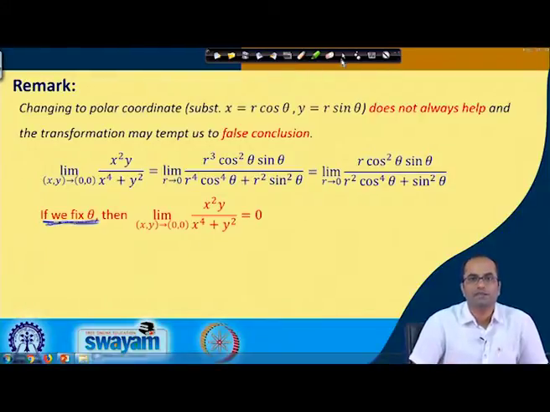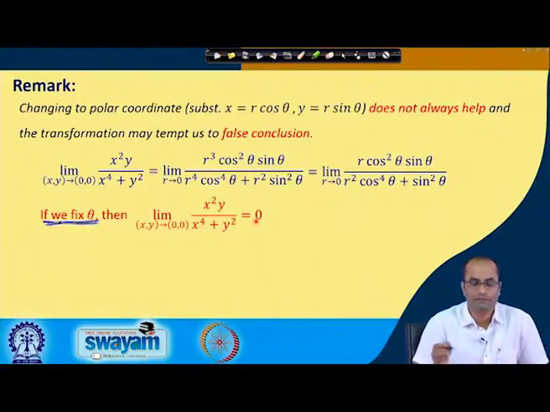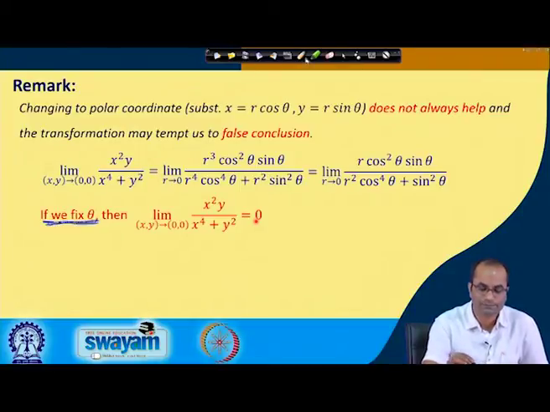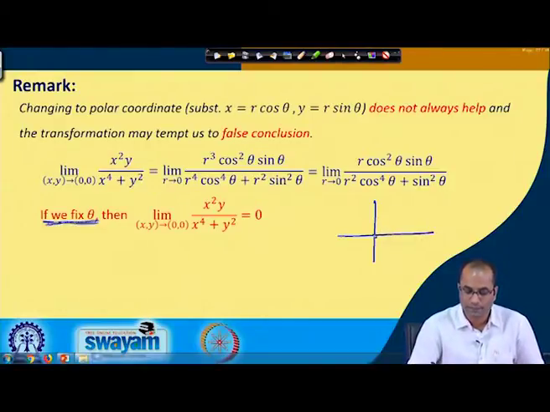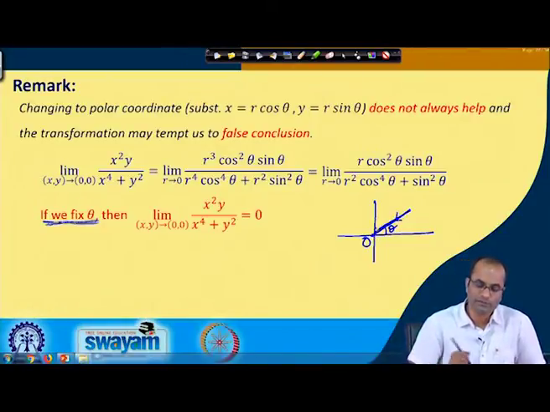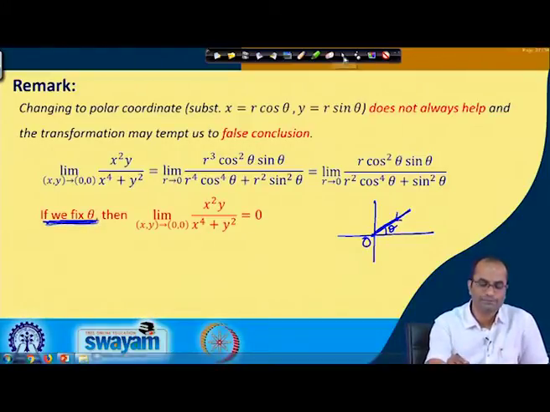Fixing theta means fixing the path. So, in some particular path this limit is 0, where we are fixing the theta. It is like the case of the straight line. When we are fixing the theta, we are basically approaching towards the origin. So, if we have, this is our r theta plane, and then by fixing theta and approaching the origin here, in that case we are basically approaching the origin by the straight line. So, again this fixing theta will not conclude that the limit is 0.